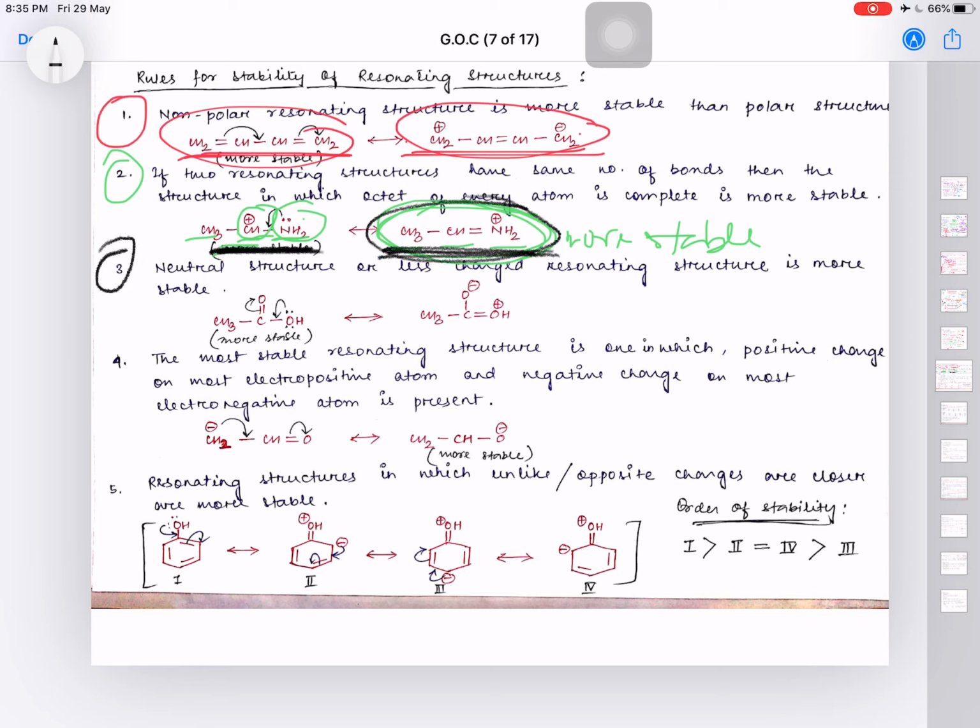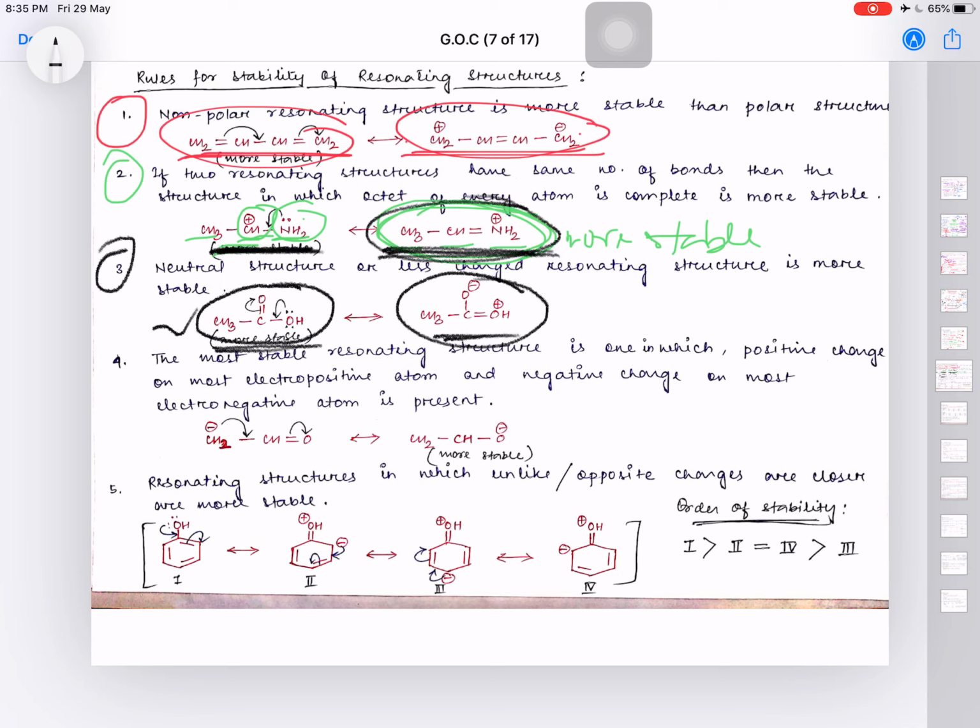The third one is that a neutral structure or less charged resonating structure is more stable. Just like the first example, non-polar is more stable than polar, or neutral is more stable than charged. In this one, the first one is a carboxylic acid, acetic acid, and the second one is just a resonance form of acetic acid. Now in the first one there are no charges, but in the second one you see positive and negative charges, so the first one is more stable.